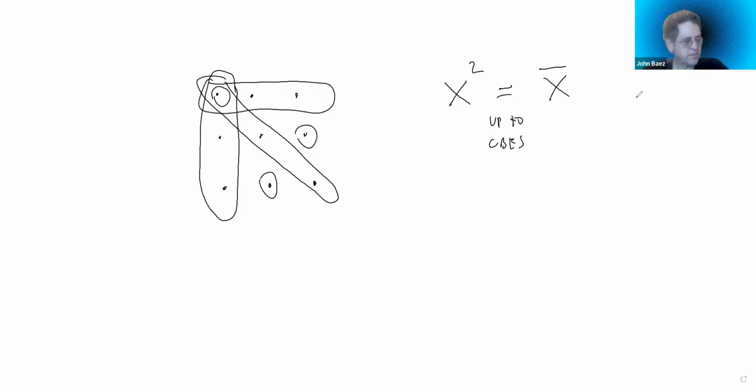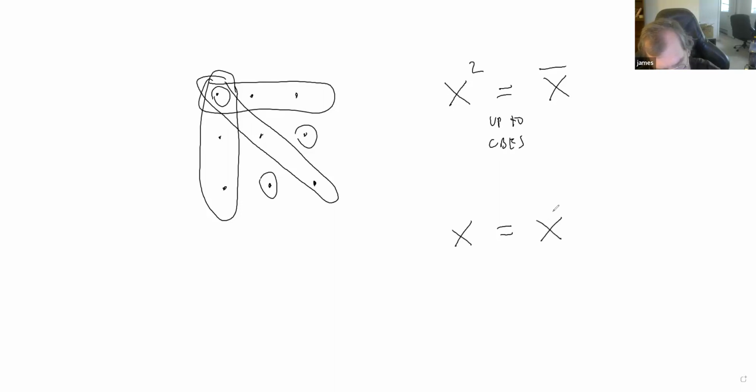So it ends up being the semi-direct product of Z mod 2 acting on Z mod 3 trivially. So it's really just the Cartesian product. Whereas the semi-direct product of Z mod 2 acting on the diagonal thing corresponded to, I guess, just x equals x bar up to cubes. Am I saying this right?